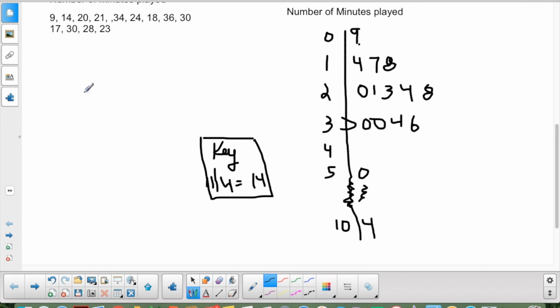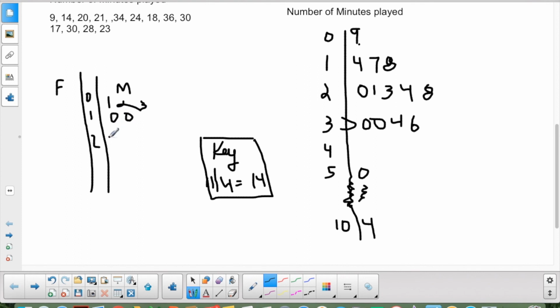There's another type of graph that you may see. It's called a back-to-back stem and leaf plot. Let's say there were females and males, and we'll still stick with playing time. Well, what you do in this case is you draw 2 lines down the middle, and then you put your stems in here, and you go out in this direction. Let's say this is 1, 2, 3, 0, 0, and then 4.